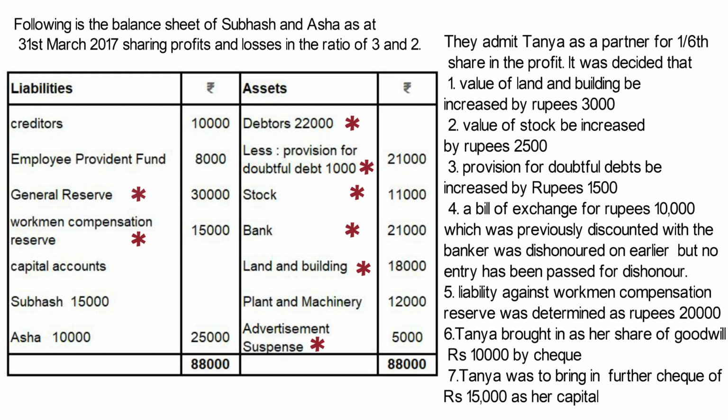Liability against workman compensation reserve was determined as Rs 20,000. We have already marked workman compensation reserve. Tanya brought in as her share of goodwill Rs 10,000 by check. Tanya was to bring in further capital, further check of Rs 15,000 as her capital. Prepare revaluation account, partner's capital account and the balance sheet of the firm.